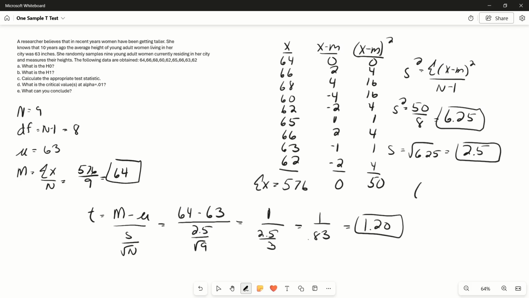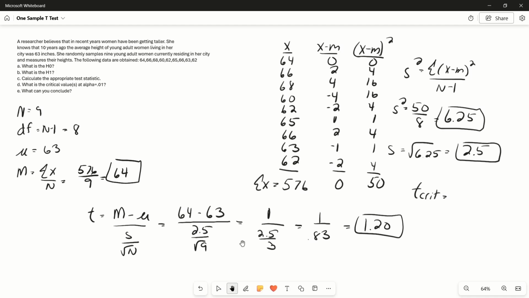Let's find our t crit from the table. And we are using 0.01. Now, is this one-tailed or two-tailed? Well, it's talking about getting taller. Women have been getting taller, so that's one-tailed. So we want a one-tailed critical value at 0.01, or alpha is 0.01.